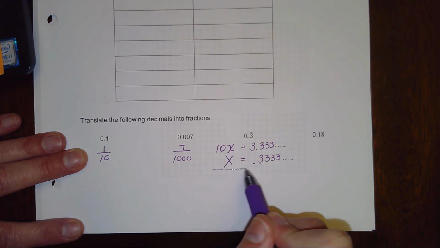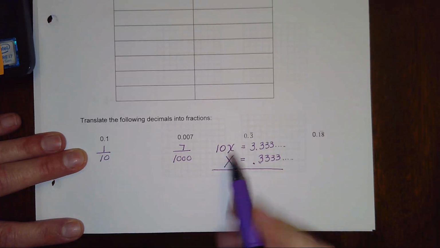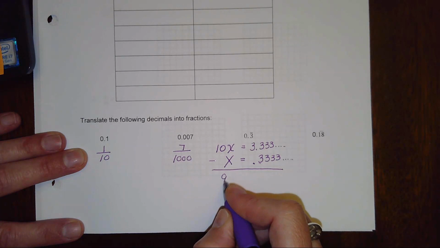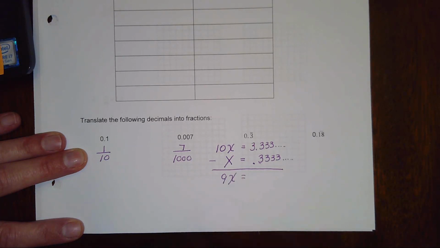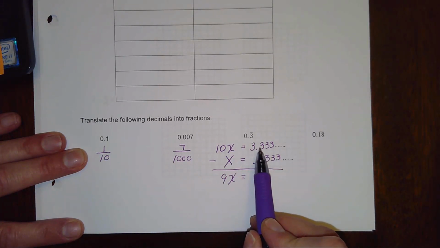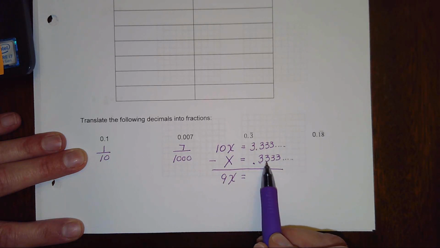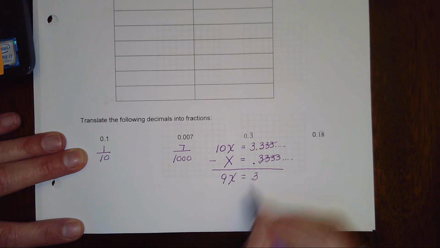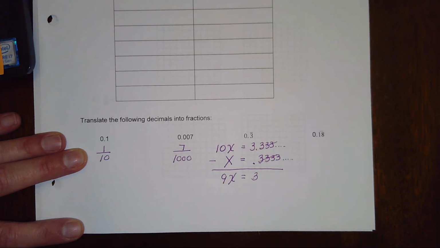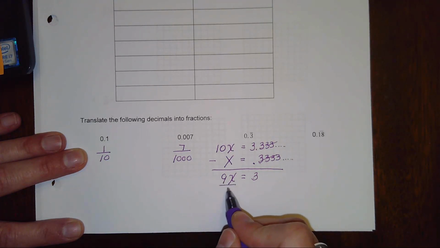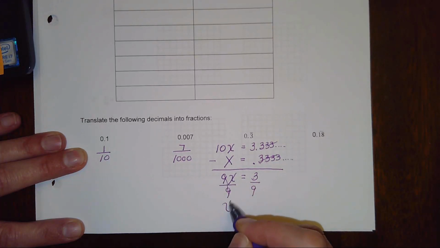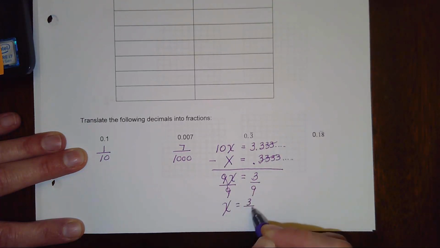And then I want you to see something. When we subtract the top equation from the bottom equation, this side becomes 9x. And when we subtract the top equation from the bottom equation over here, do you see that the repeat cancels out and we just have 3? And then to solve for x, we're going to divide both sides by 9. And this is where we get our 1/3.